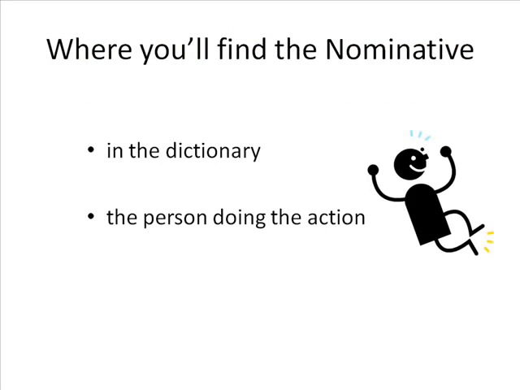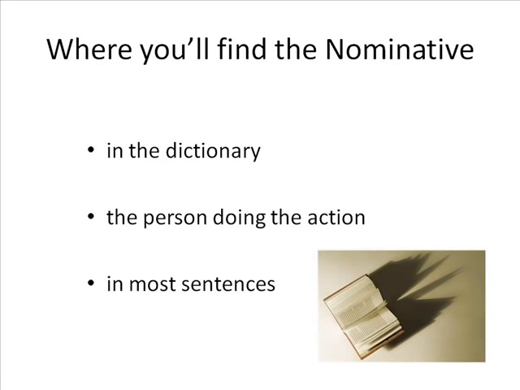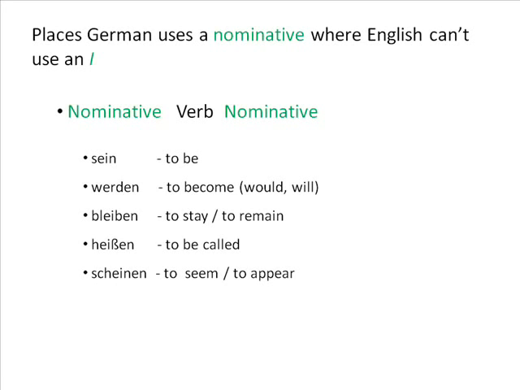The nominative case is the case that the person doing the action will appear in. It's also the case you'll find in a dictionary. You'll find a nominative in most sentences. Mostly there'll only be one nominative per verb, but the verbs "sein", to be, "bleiben", to stay, "werden", to become, "heißen", to be called, and "scheinen", to seem, all take a nominative on both sides of the verb.